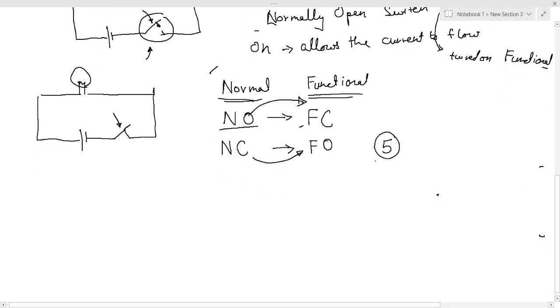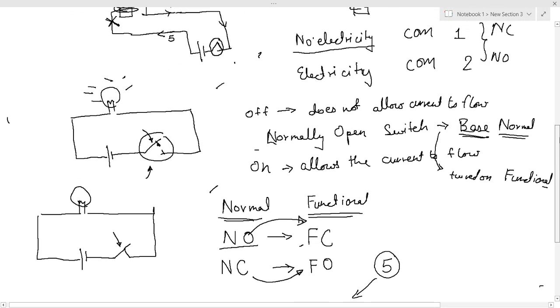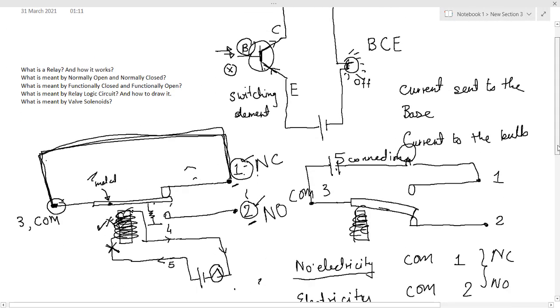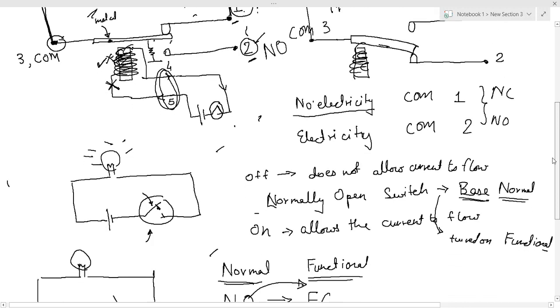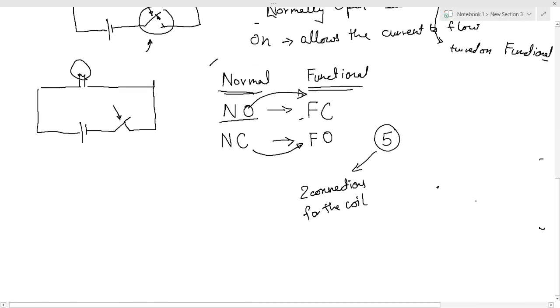First of all, there are 2 connections for the coil. We just saw the 2 connections for the coil over here, right? See these 2 connections, 4 and 5. These are the 2 connections of the coil. If they are connected to each other, then current will flow through the coil. If they are not connected to each other, then the current will not flow through the coil.